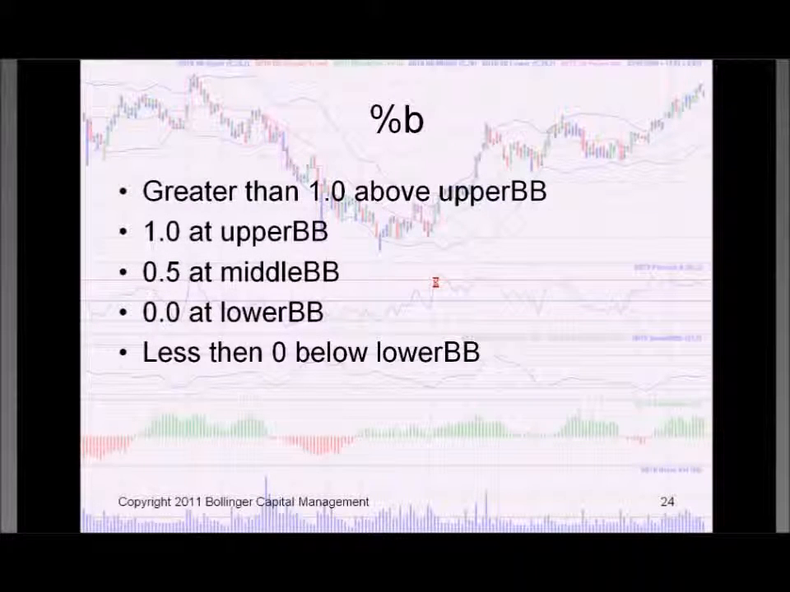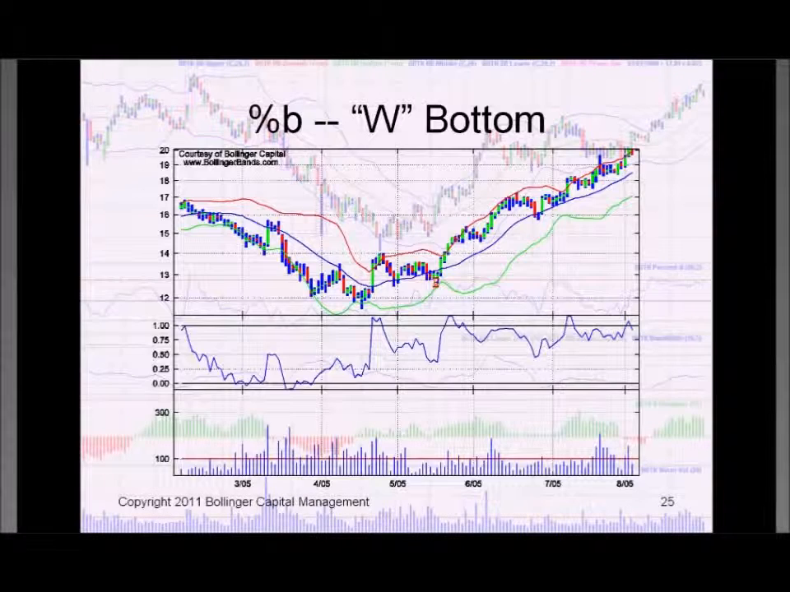So percent B will be a value greater than 1.0 when we're above the upper band, and it will be less than 0 when we're below the lower band. At the middle band, it will be 0.5, and at the upper band, it will be 1.0. At the lower band, 0.0. There's another formulation for percent B that puts 0 in the middle and 1 at the upper band and minus 1 at the lower band. Some people like that. But since I lifted the formula from stochastics, I thought people would want it to run in exactly the same scaling as stochastics, because it was a scale that they were familiar with. So I left it in that scaling.